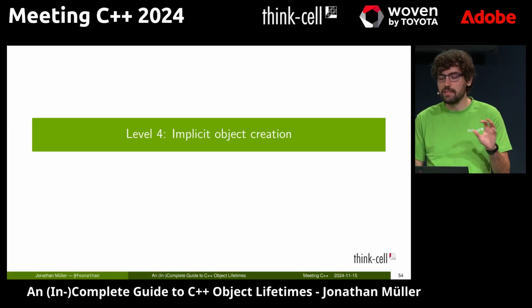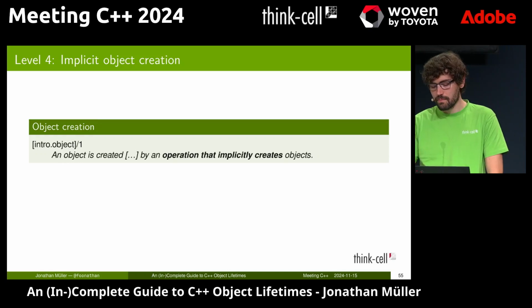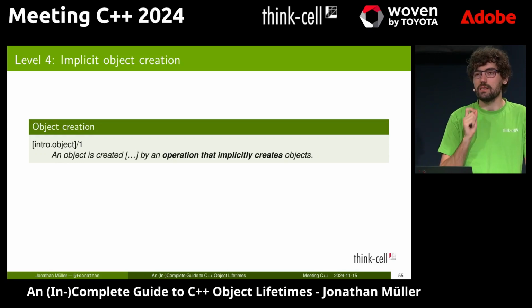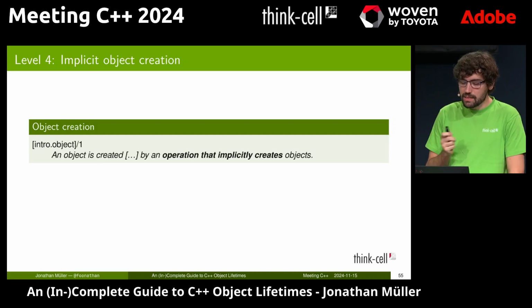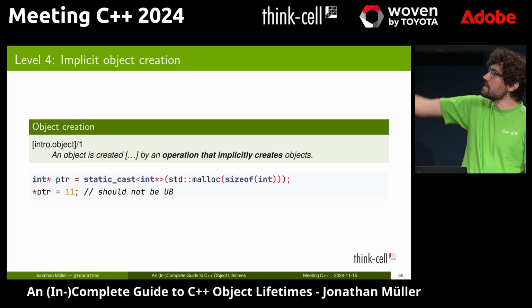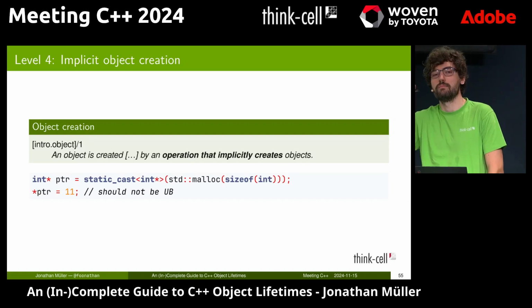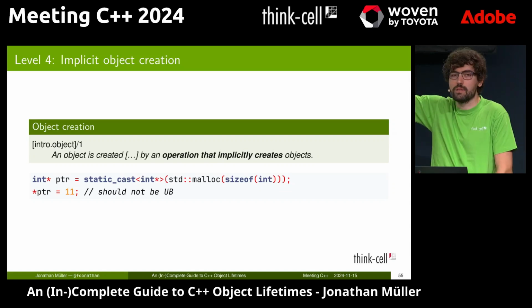Now let's look at implicit object creation. Another tautology. An object is created by an operation that implicitly creates objects. The idea behind that is the following code. You call malloc, you cast that to an int pointer, and you start using it. This should not be undefined behavior, because there's a lot of code that looks like this.